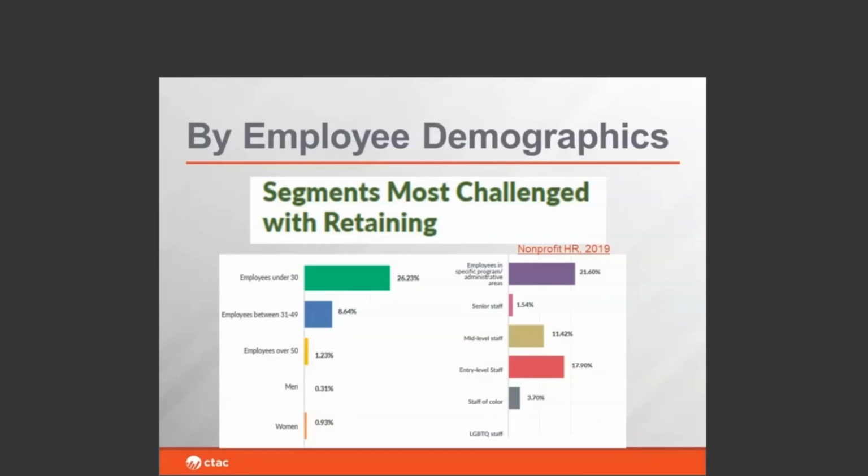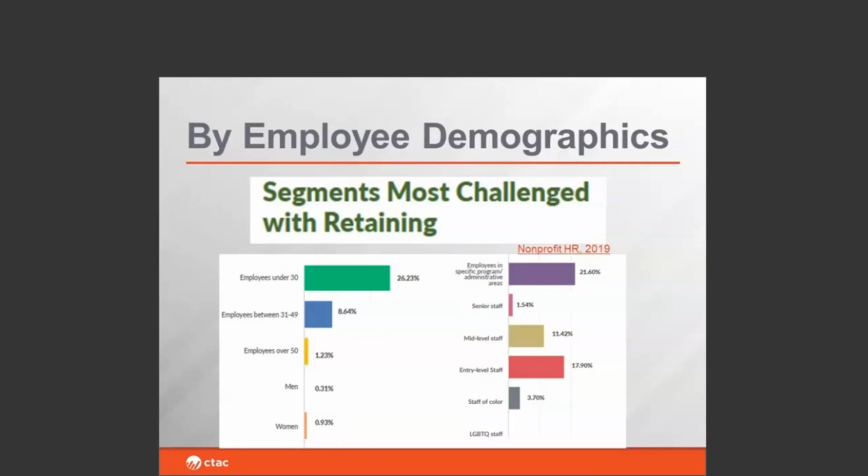And furthermore, this is not going to be the same across individuals within your agencies. So as you can see here, some demographics have lower retention rates than others, right? You'll see that employees under 30, maybe employees in specific program administrative areas, and entry-level staff are the most challenging to retain. But it's key to understand why employees might be having difficulties with retention. Employees under 30 are more likely to leave when there are few career development opportunities.